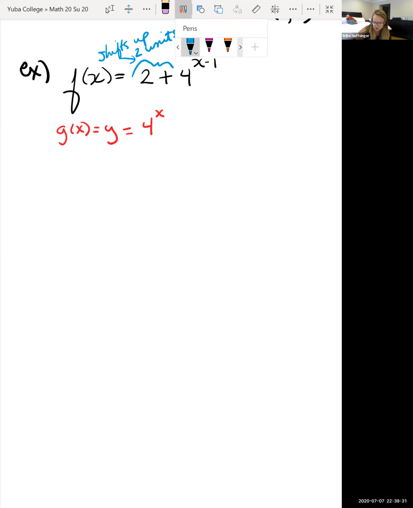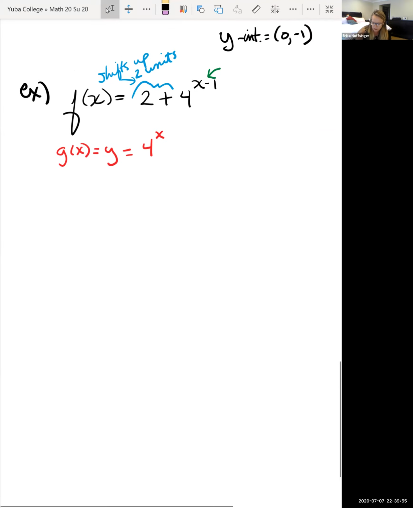Horizontal shifts are the first thing that you apply when you're doing transformations of a graph. And horizontal transformations occur with what you're adding or subtracting to your x value, as if you had plugged it in wherever you saw an x in this function. So that is going to shift my graph. And this minus 1 is telling me I'm actually shifting it to the right one. So shift g of x to the right one. Okay.